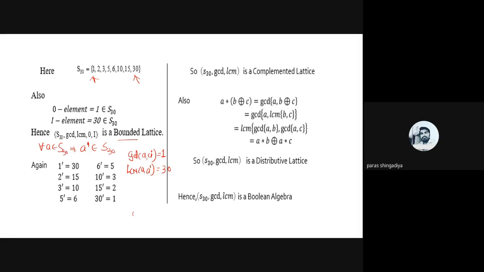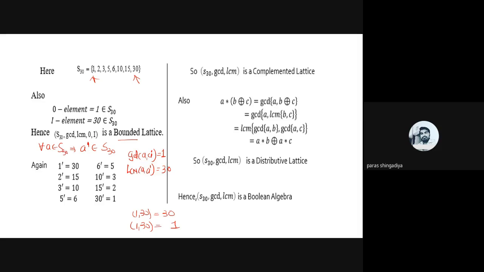Why? Because the LCM of 1 and 30 will be equal to 30. And the GCD of 1 and 30 will be equal to 1. Clear? And both values match with the 0 and I element. So therefore we can consider 1 dash equal to 30. And similarly, what will 30 dash be? It is 1 only. Clear? Because they are complements of each other. So if 1 dash is 30, then 30 dash is equal to 1.